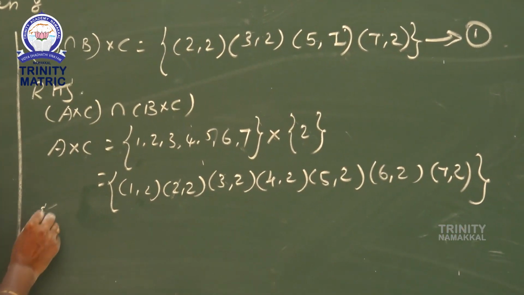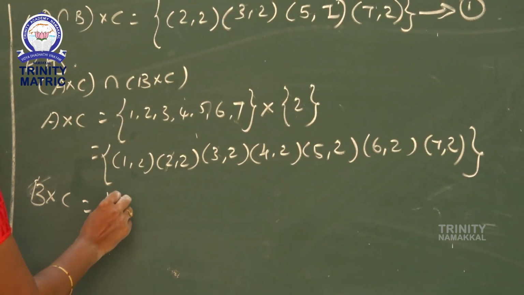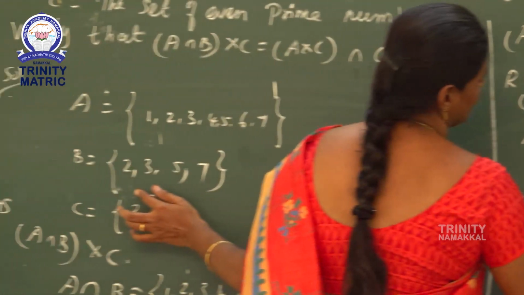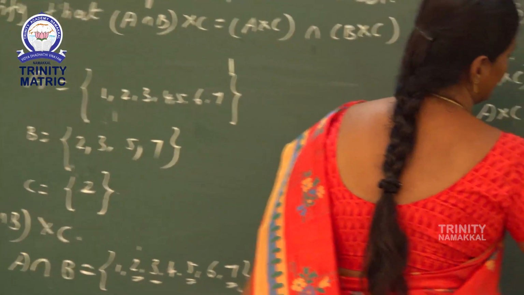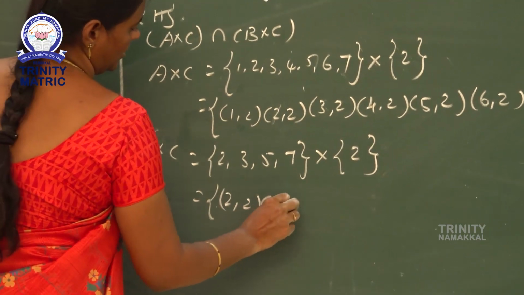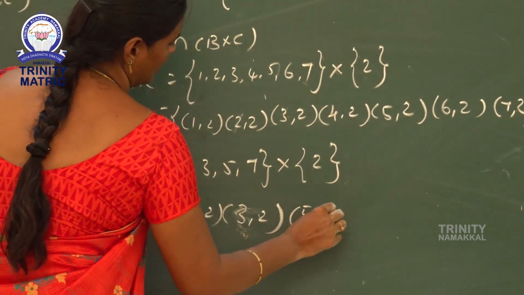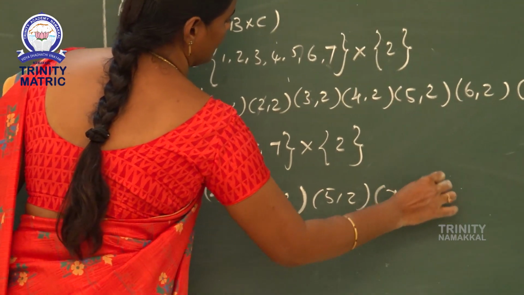Next we find B cross C. What is the set B? 2, 3, 5, 7, cross the set C, which is 2. Now we write (2,2), (3,2), (5,2), (7,2).